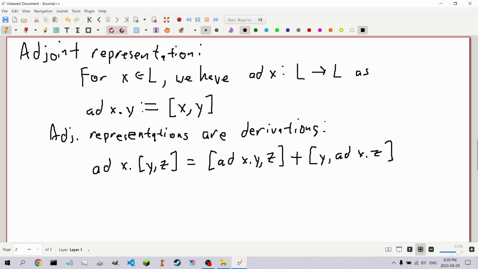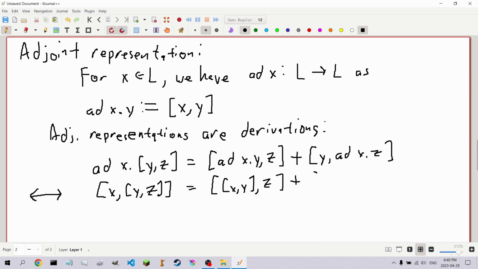So this is saying that an adjoint representation is a derivation, and we want to get back to something that we have. I'm kind of writing this backwards, but whatever. And so what we're going to do is we're just going to actually substitute these in for the brackets themselves, as we saw before. And already you might be able to see where this is going.